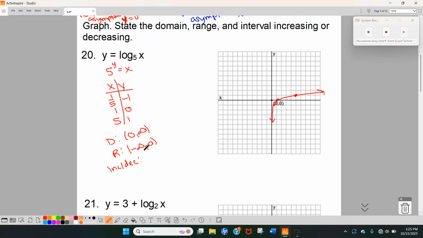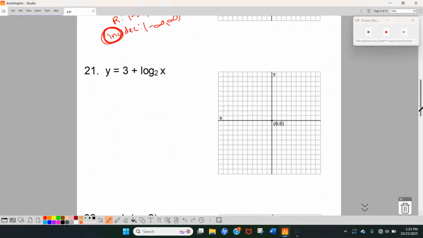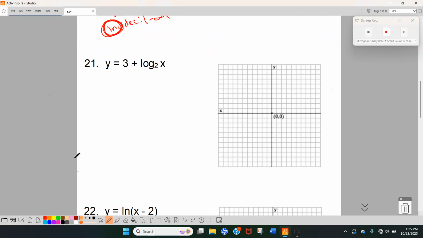And then remember, for increasing, decreasing, we go left to right. So if you start at the left and draw the picture, it's going up fast and then up slow. So it is always increasing. So negative infinity to infinity. It'll always be this, but you've got to decide, is it increasing or decreasing? All right, so number 21, there's an extra number. So to start with, we're going to ignore that plus 3. We're going to make a table that says 2 to what power gives me x. And we're going to make our table.